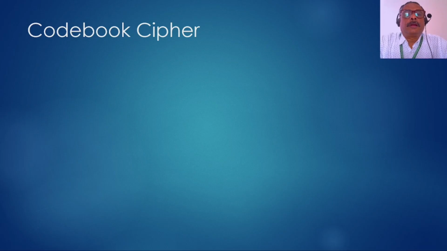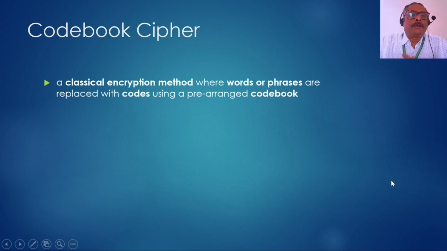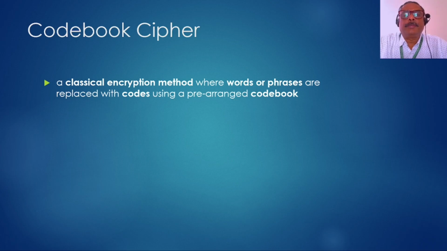BIS703. We are looking into the classical cipher techniques, and the next technique is the Codebook Cipher. Codebook cipher is a classical encryption method where words or phrases are replaced with codes using a pre-arranged codebook. So instead of encoding every character by another character, here a word or a phrase is given a code, maybe a number or a symbol, and this code is used to encrypt.